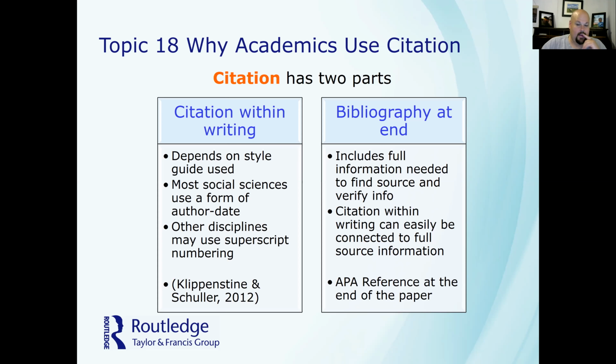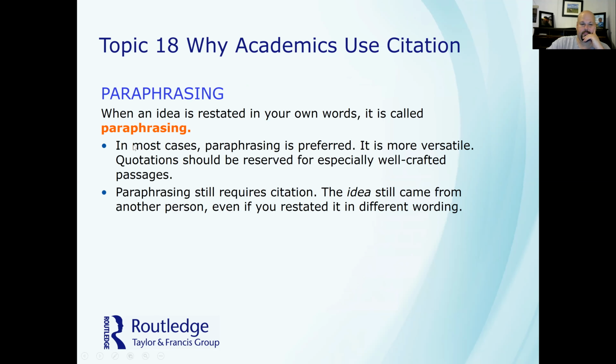Citation within writing can easily be connected to full source information by doing this. So you're not taking up a lot of space within your article. In fact, you should never refer to the entire reference within a literature review. You might say Klippenstein and Schuler, but you never would say Klippenstein and Schuler in the Journal of Applied Social Psychology, and so on. You wouldn't do that because it's eating up too much space. And then you usually have that APA reference at the end of the paper.